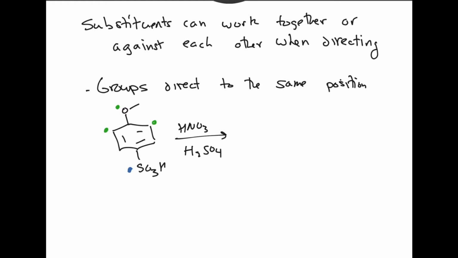And then sulfonic acid, SO3H, does it direct ortho-para or does it direct meta? Meta, very good. It directs meta. So it's going to direct here and here. So these two groups are working together and they're activating the same two positions to get the electrophile, right? So we know that we're going to just put our nitro group on one of those two carbons. Here it's symmetrical, so it doesn't matter which side you put them on, right? They're just going to work together.